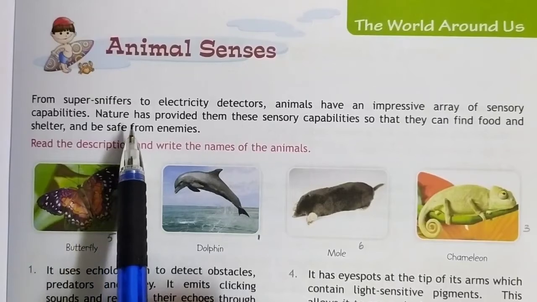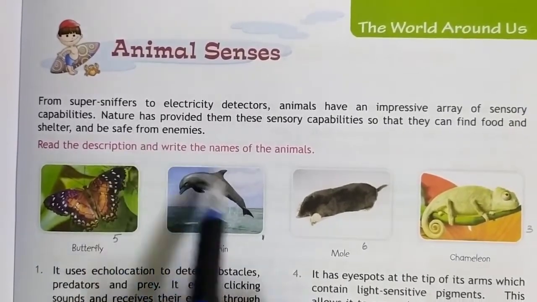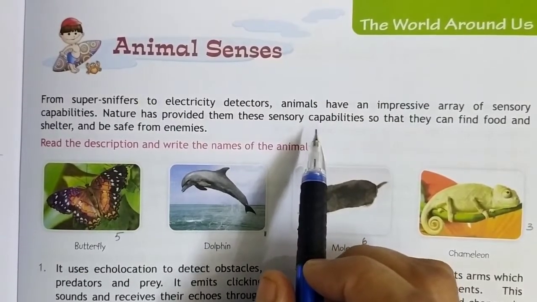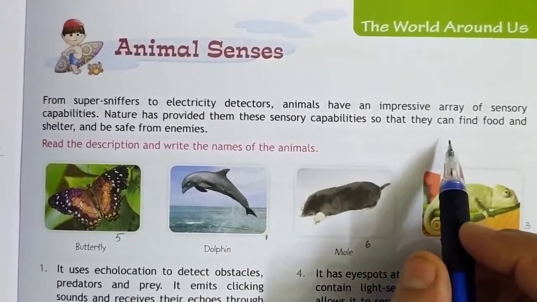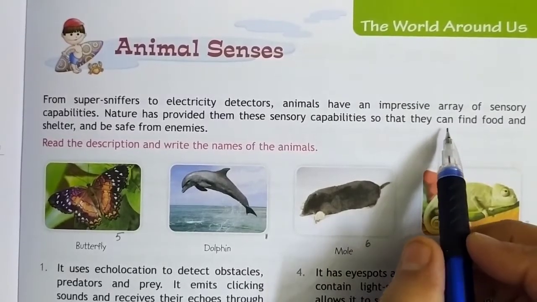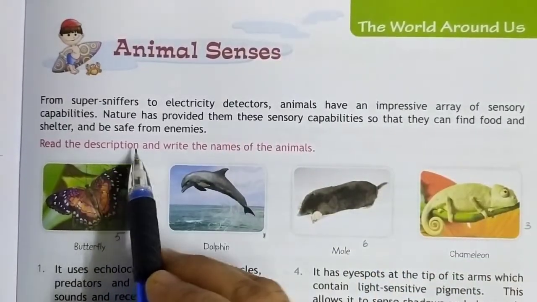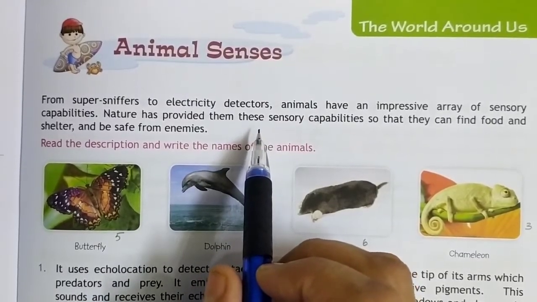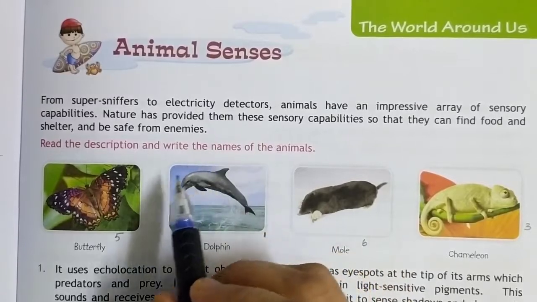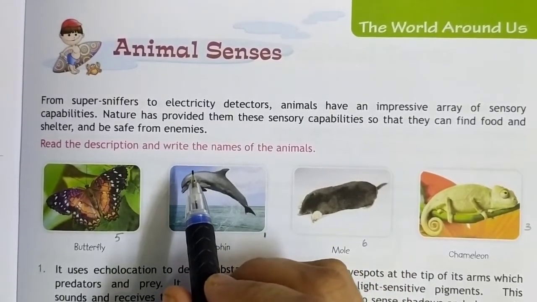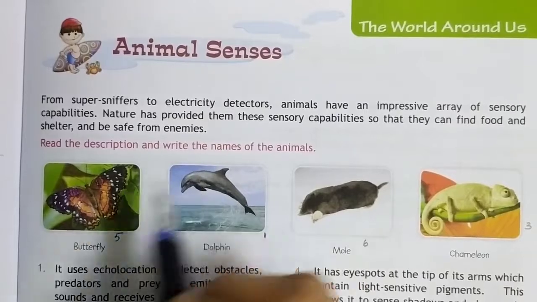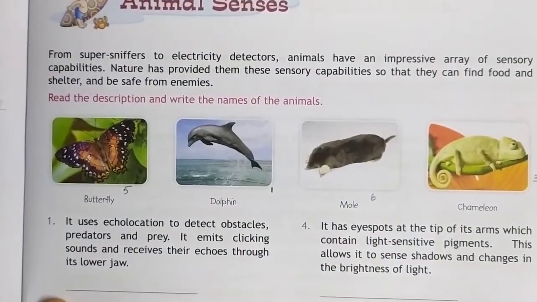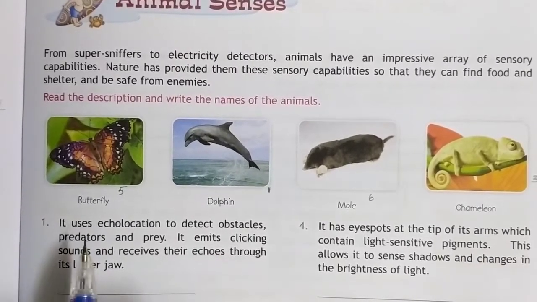So, you know that nature has given special capabilities to the animals by which they can detect their predators, means enemies, and they can find their food and shelter. And for this, they use their various body parts to detect the surroundings. These can sometimes be their antennae, or sometimes even some other body parts. So let us try to find out what are the animal parts which help them to detect their surroundings.